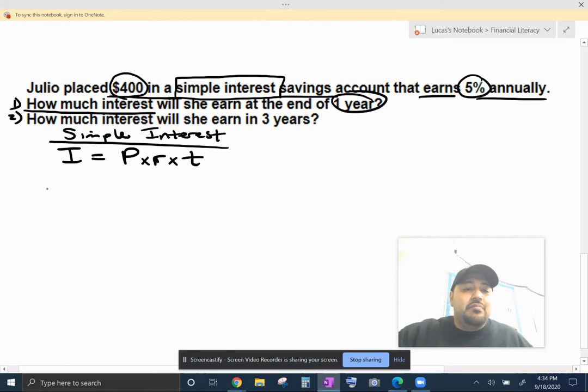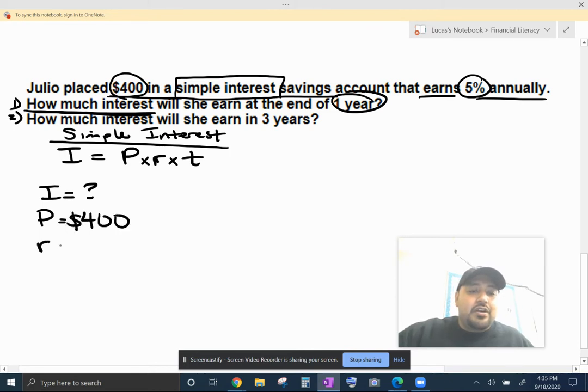So my I is the interest earned. In my question, it's asking how much interest is earned, so I don't know that. My P stands for principal, which is the initial amount, and that would be $400. My R stands for rate, which is the interest rate earned annually, which would be 5%, or when I calculate it, it needs to be in decimal form, just like we've been talking about for the past couple of weeks. And T stands for time, which in this case is 1 year.